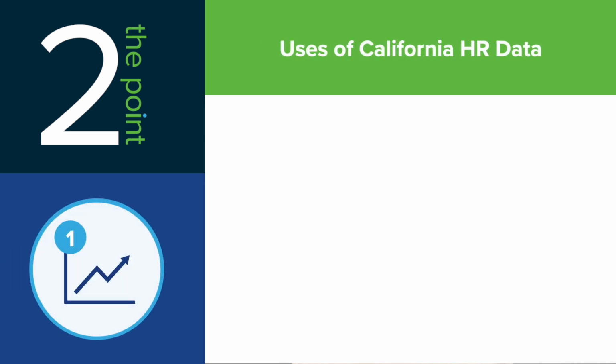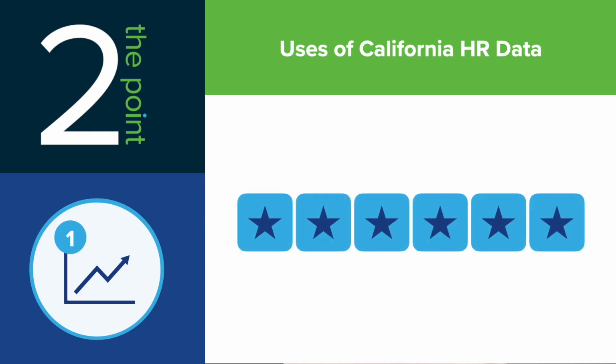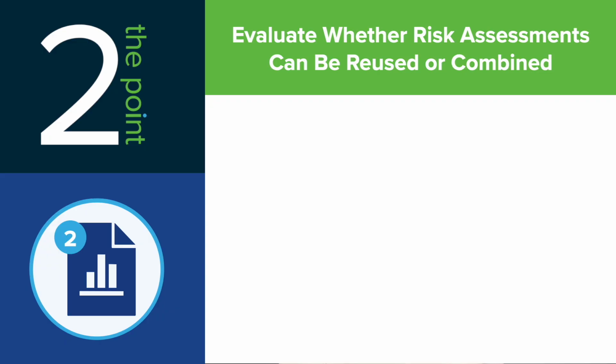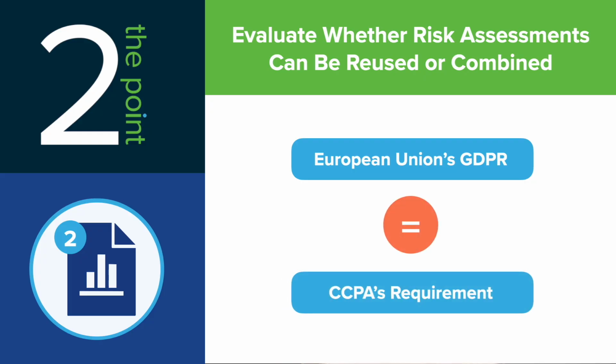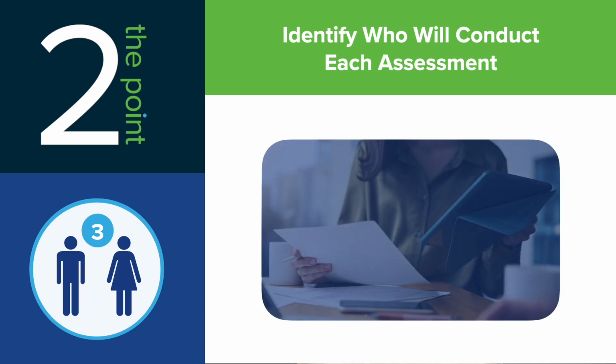First, determine whether any uses of California HR data fall within one of the CCPA's 6 categories subject to a risk assessment. Second, evaluate whether risk assessments can be reused or combined to reduce duplicative work. For example, risk assessments conducted to comply with the European Union's GDPR might be used with a few tweaks to cover the CCPA's requirement. Third, identify who will conduct each assessment and who will review and approve it.